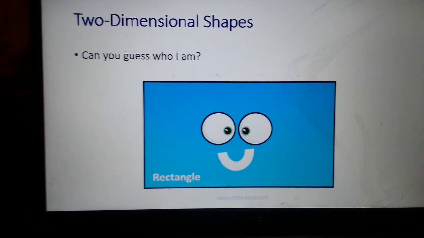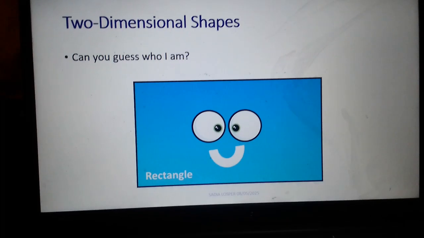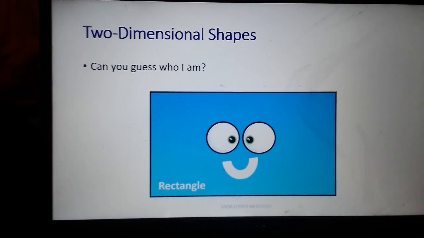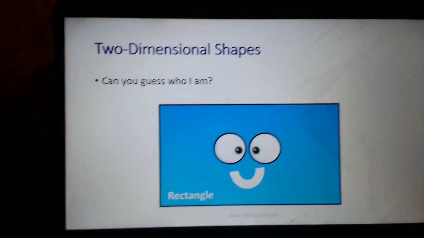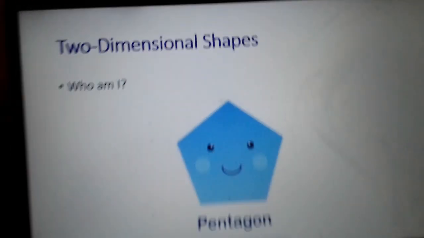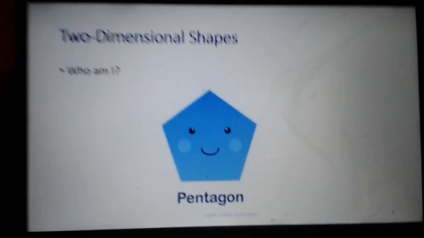Can you guess who I am? So this shape is a bit tricky. Learners always tend to think this is a square as well. Who am I? Pentagon.